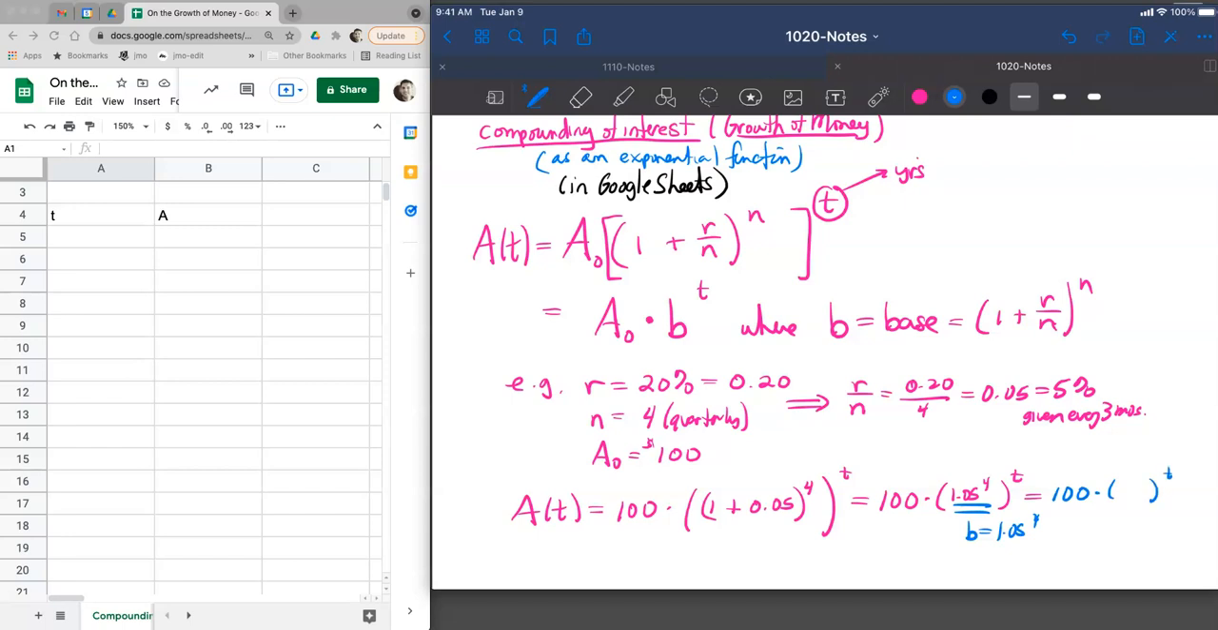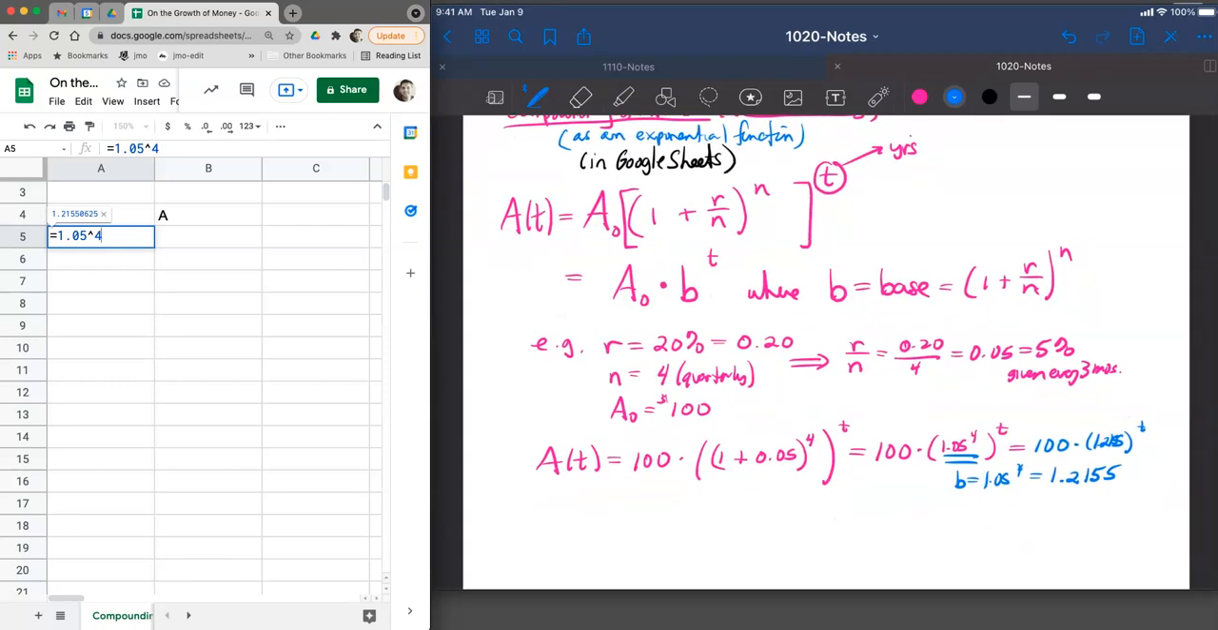I will do that over here on the left. I'll just ask really quickly for 1.05 to the 4th power, and we can see that that comes out to be 1.2155, let's say. So 1.2155. So here is an exponential function. Okay, it's of the form a constant, in this case 100, and our base is the number 1.2155 to the tth power.